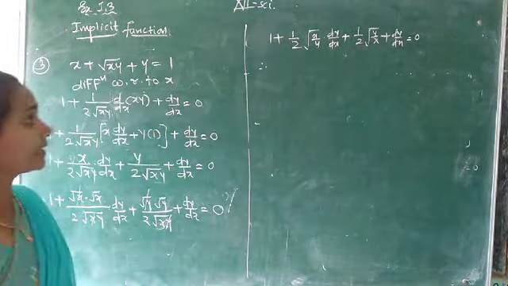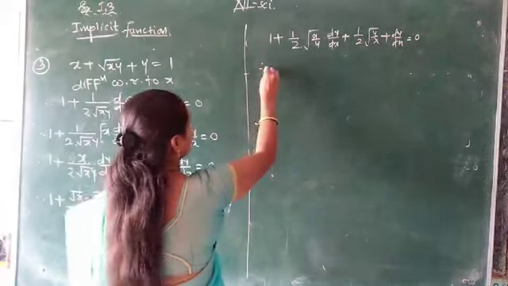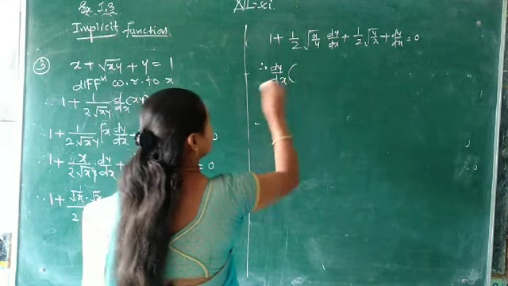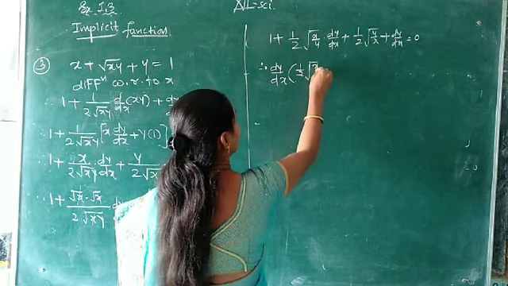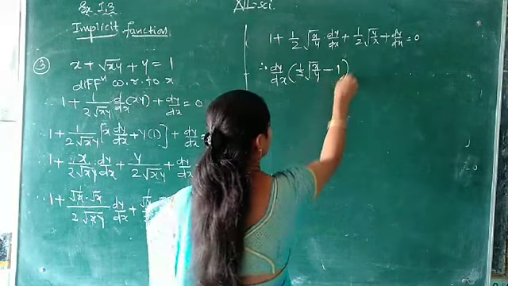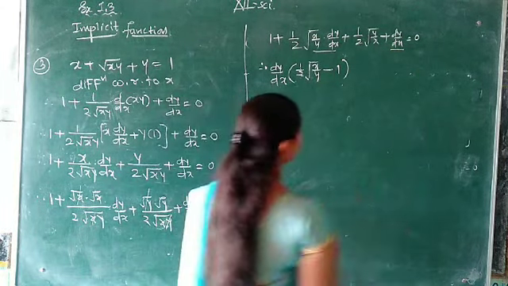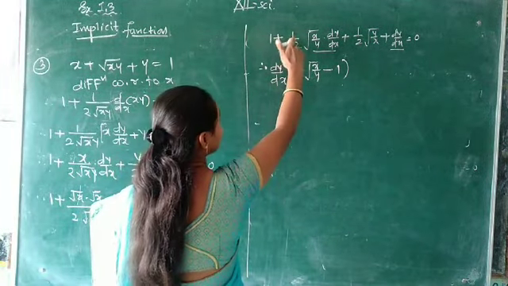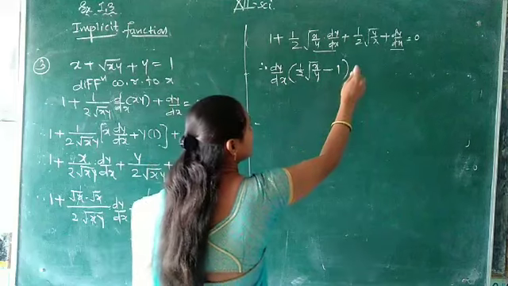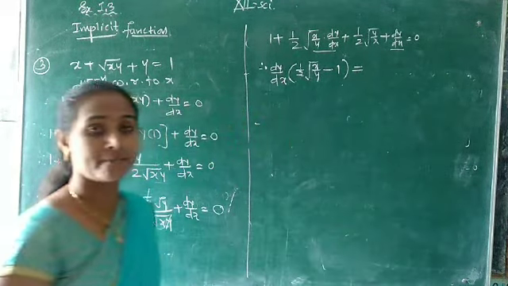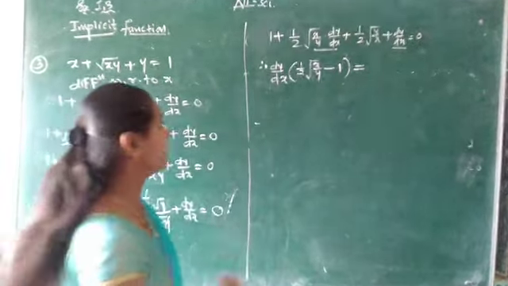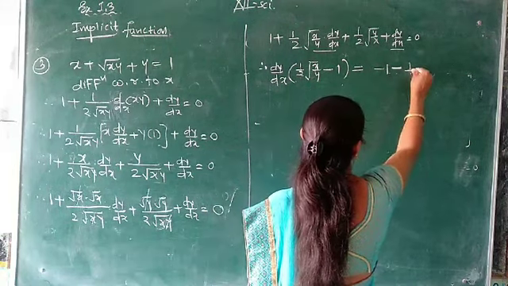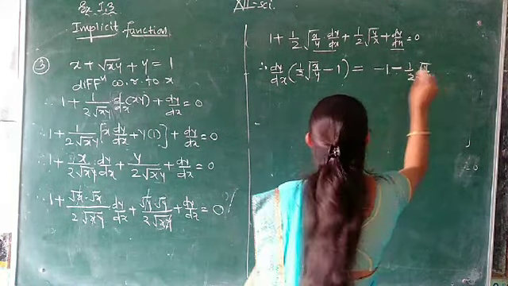Now take the terms which included dy by dx outside. dy upon dx into 1/2 root of xy minus 1. From these two terms which are multiplied by dy by dx, I am taking dy by dx common. So the remaining part is 1/2 into root of xy minus 1. And the terms which are not multiplied by dy by dx, take these on the right hand side. So the plus 1 becomes minus 1 and the minus 1/2 into under root y upon x.